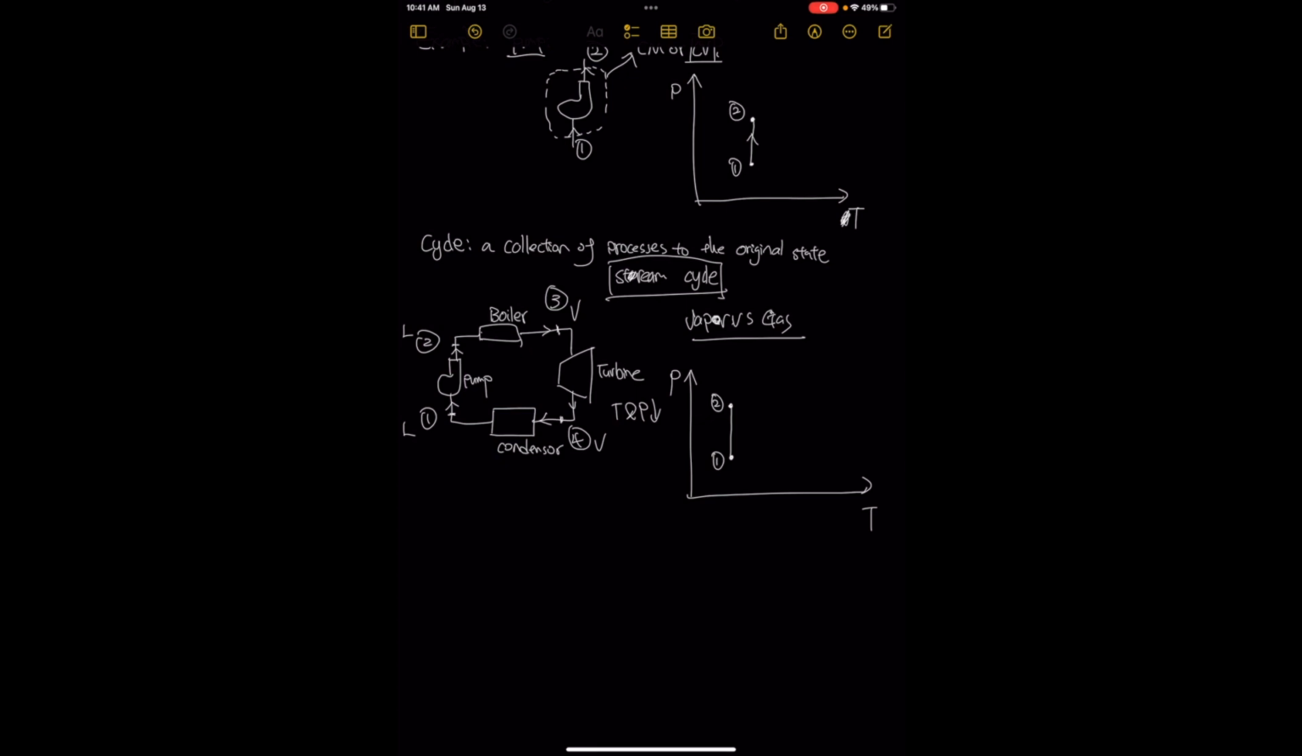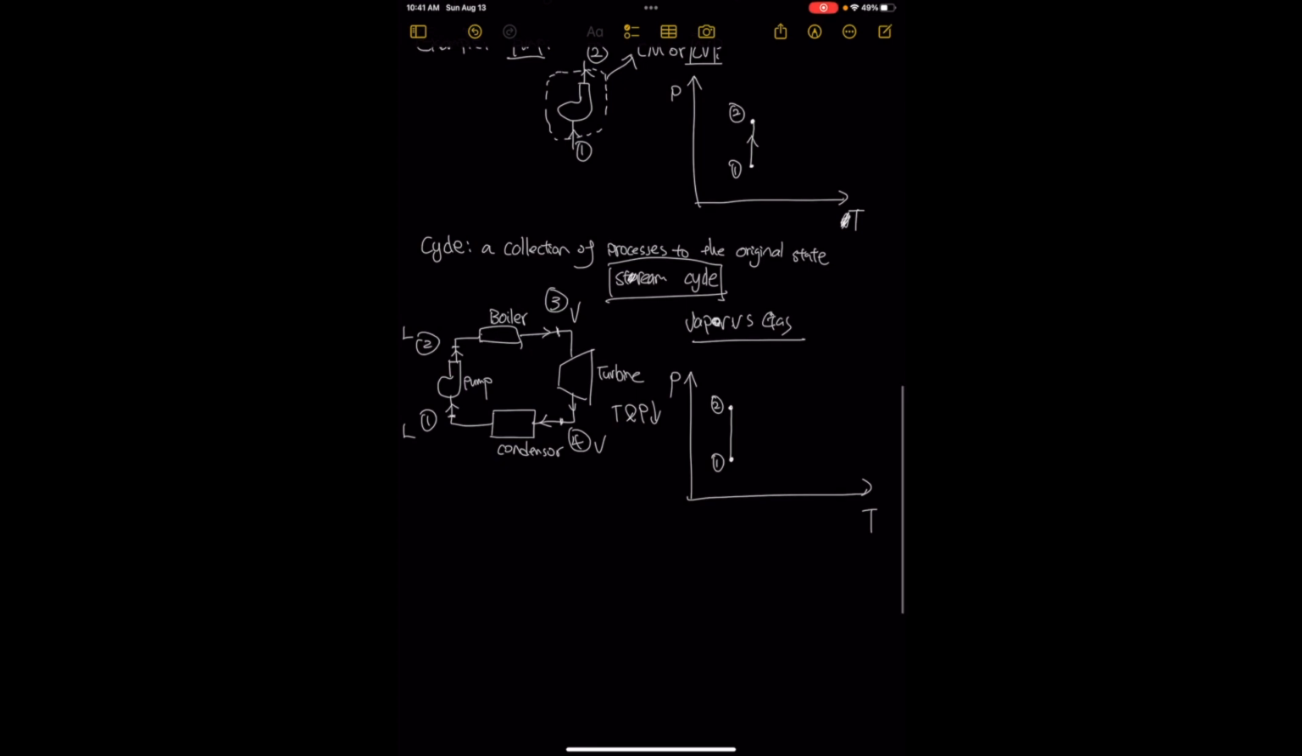Okay, how about between 2 and 3? Between 2 and 3, the boiler's job is adding a lot of internal energy to the liquid water, right? Making it change from liquid to vapor. So the temperature changes a lot, but we also assume the pressure is constant. It didn't really change. So you draw a straight line and indicate that's your state number 3.